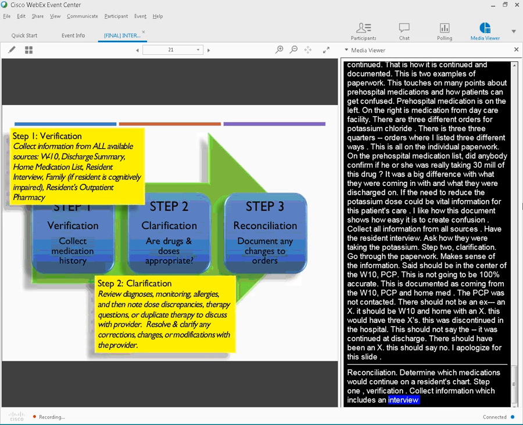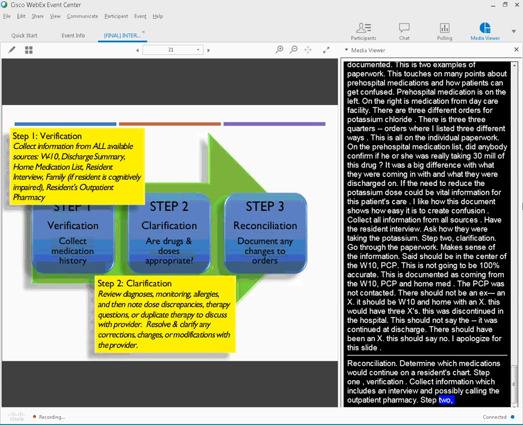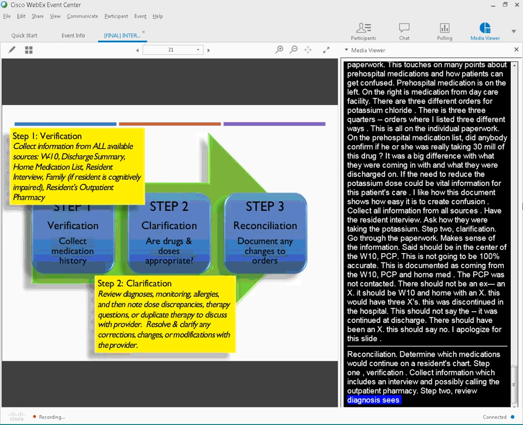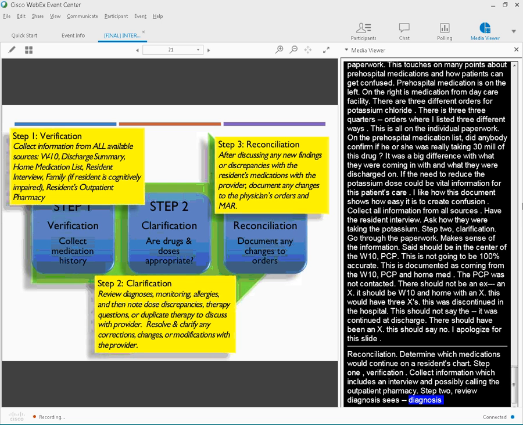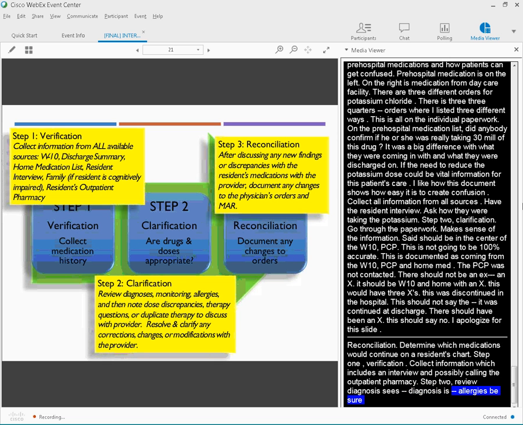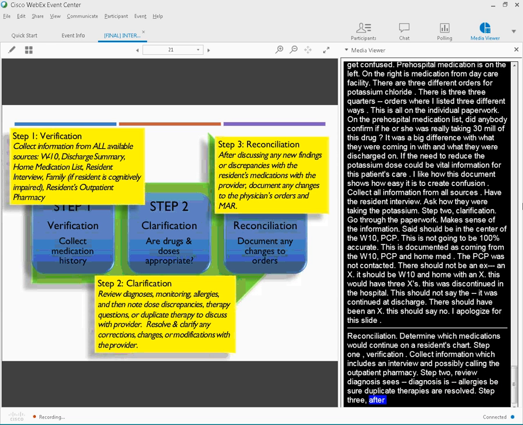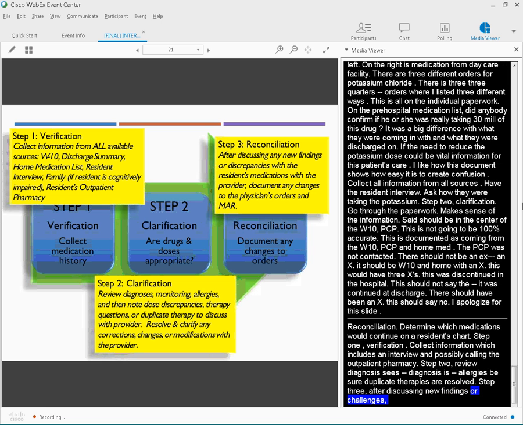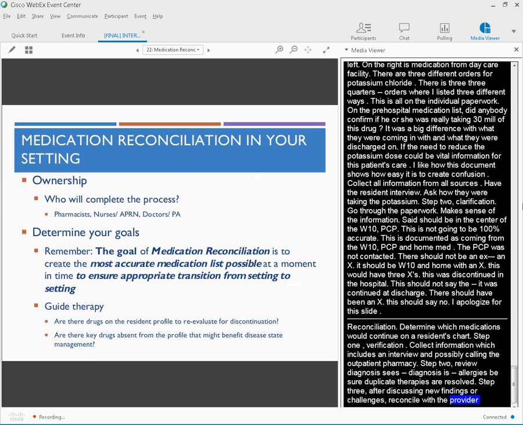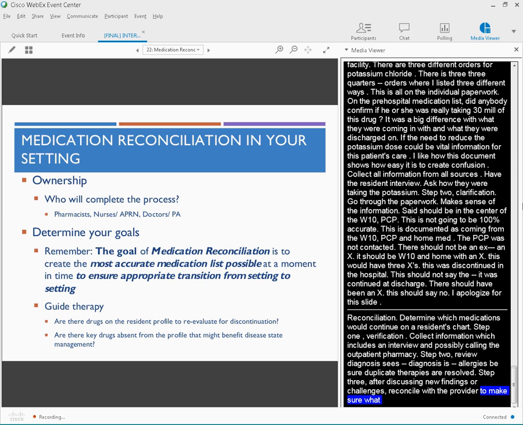Step 2 would be to review the diagnoses and to look for allergies or any dose discrepancies, and to make sure that duplicate therapy is resolved if you find any. And then step 3, after discussing any of these new findings or any of the challenges that you have, you would then go on and reconcile this with the provider to make sure that what is really required for the resident is appropriate.